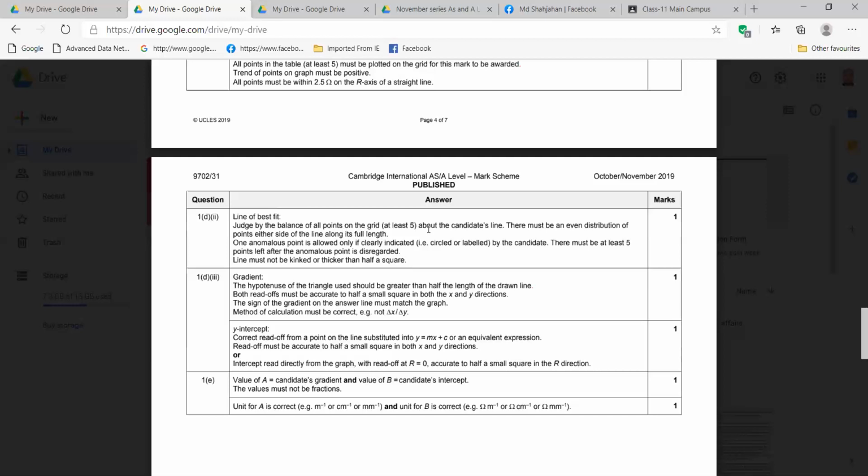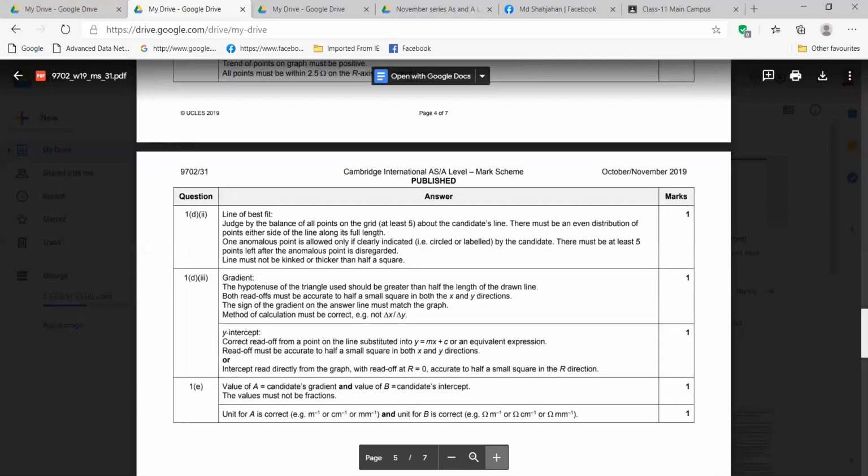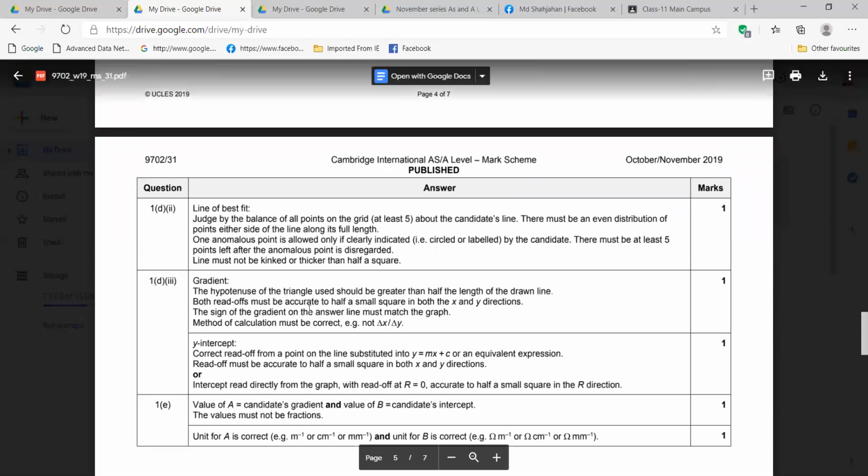Hello, Amina. Hello, sir. Amina, is it clear now? Yes, sir. I told you to zoom the page. Okay, zoom the page. Is it okay? Yes, sir. So line of best fit is done. Then we will continue 5 more minutes. After that you have chemistry class.